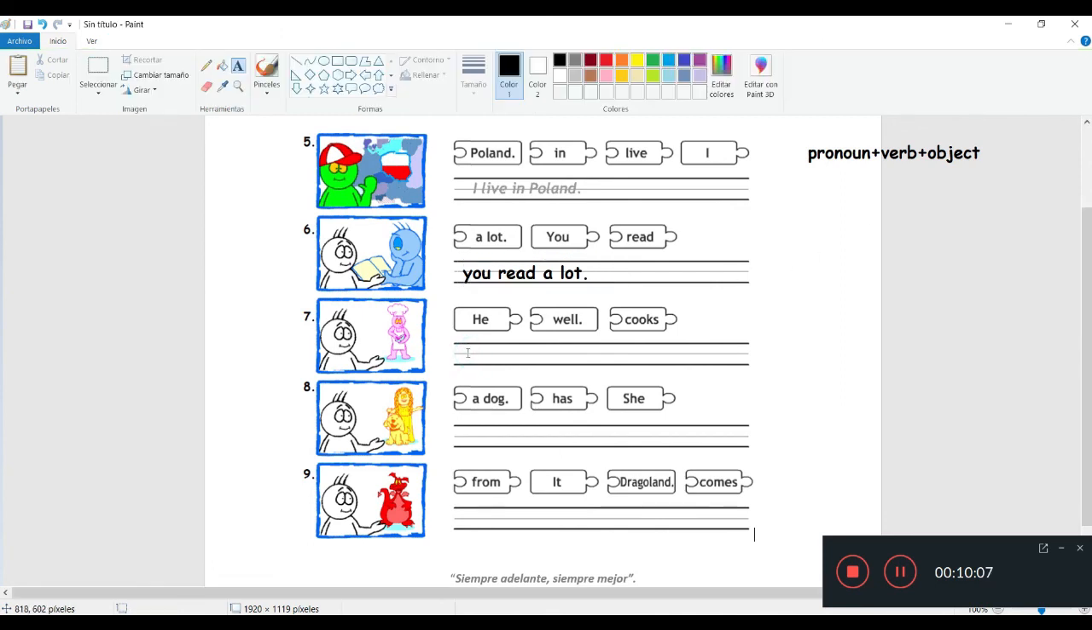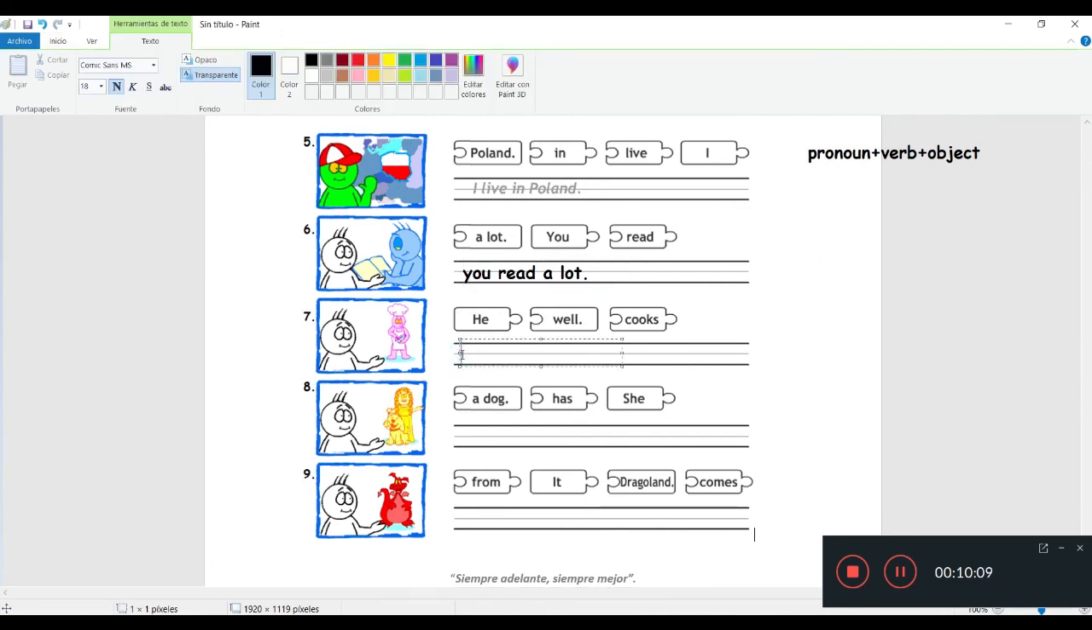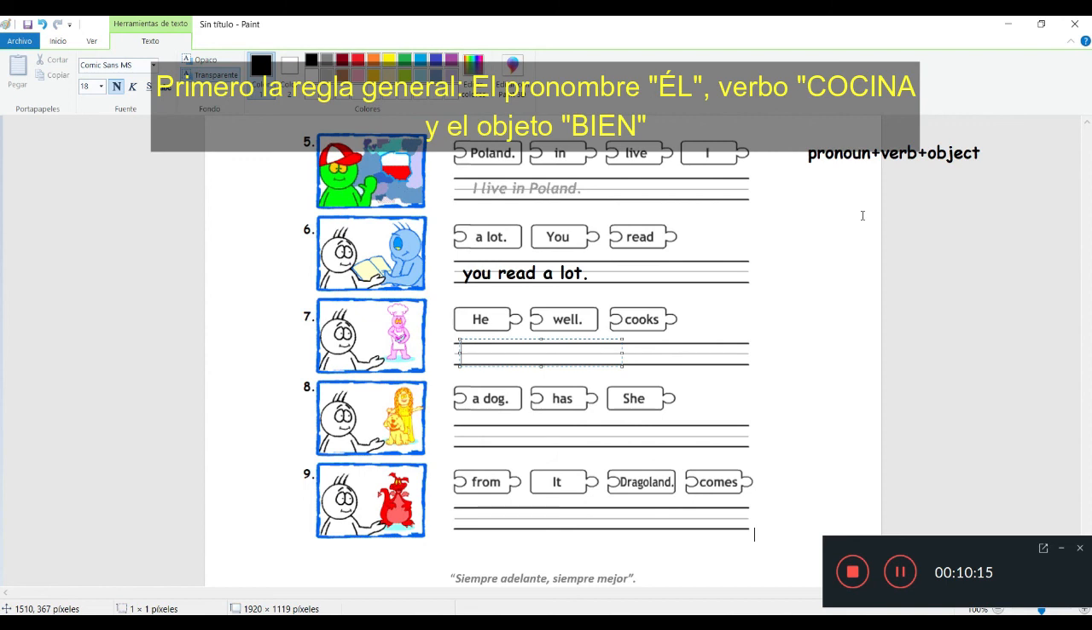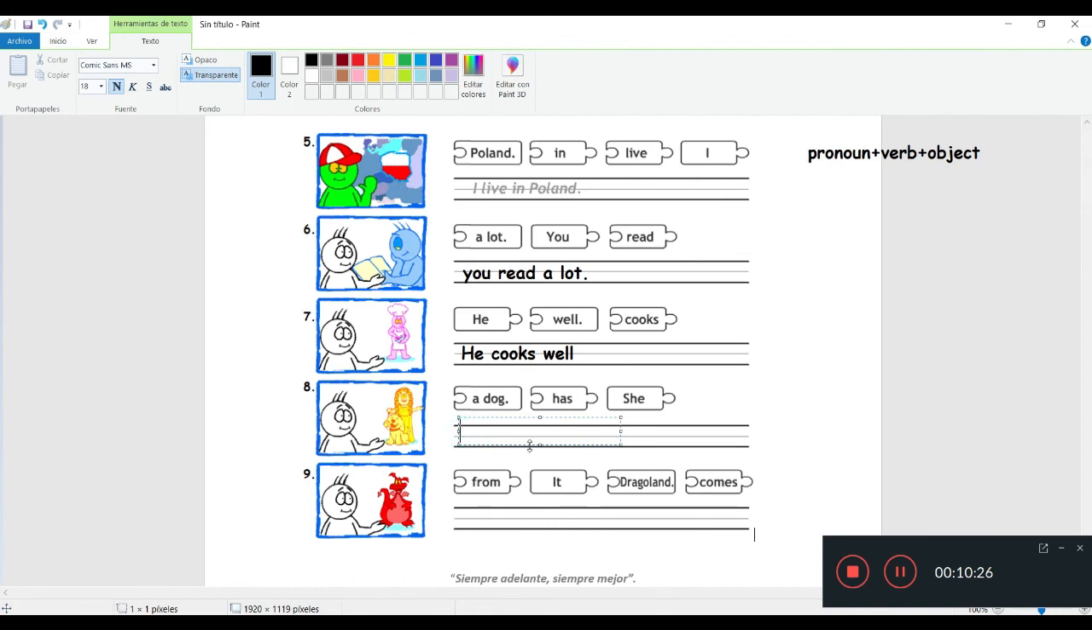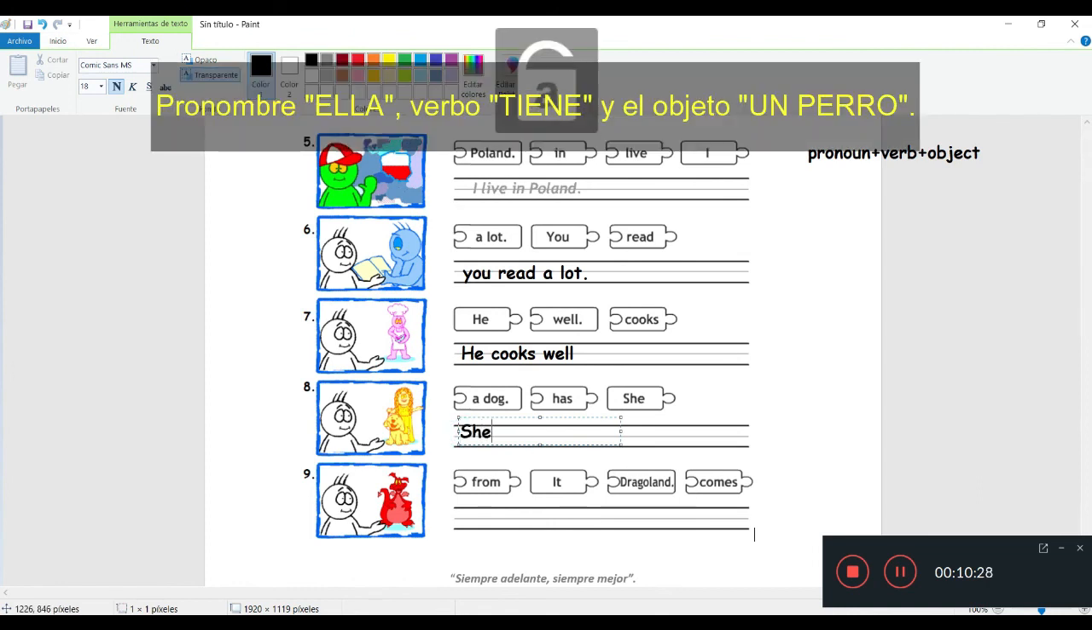Number 7. Rule. First thing, the pronoun he, verb, cooks, object, well. 8. Pronoun she, verb, has, object, a dog.